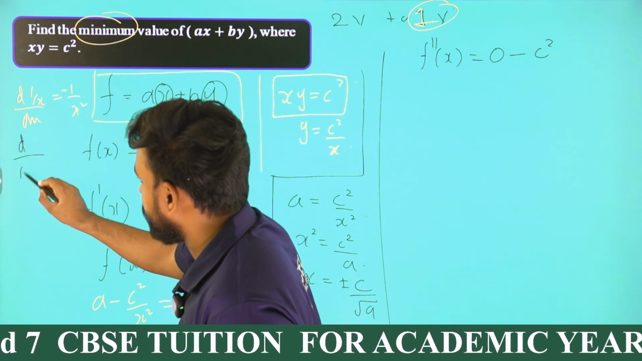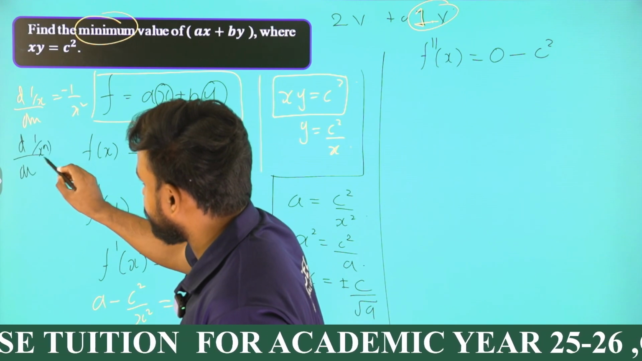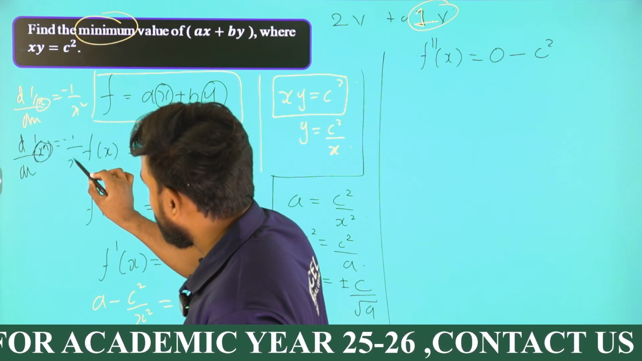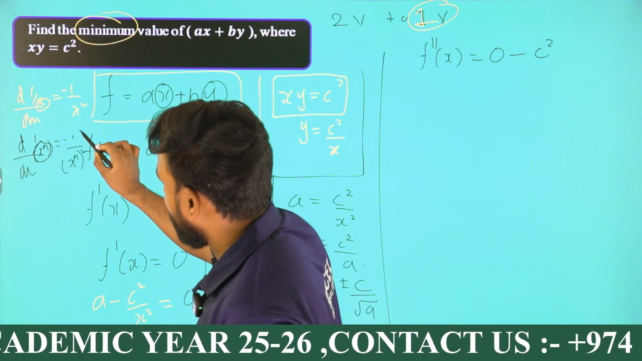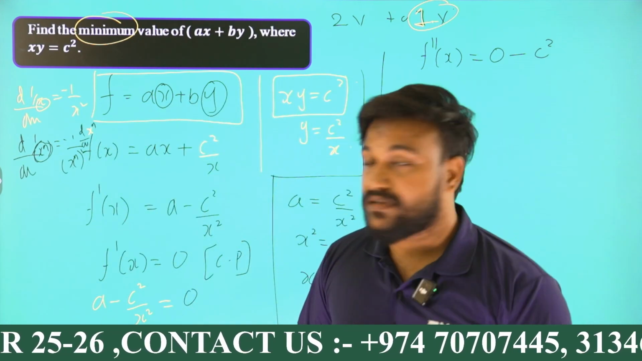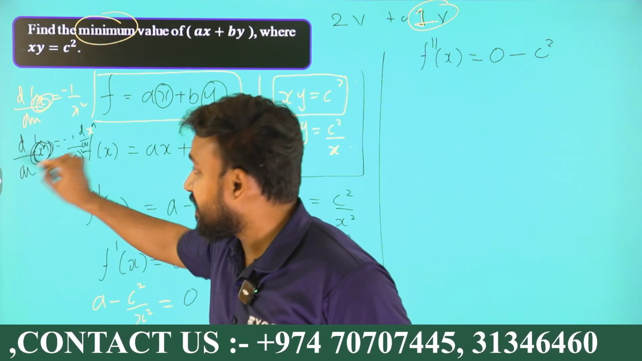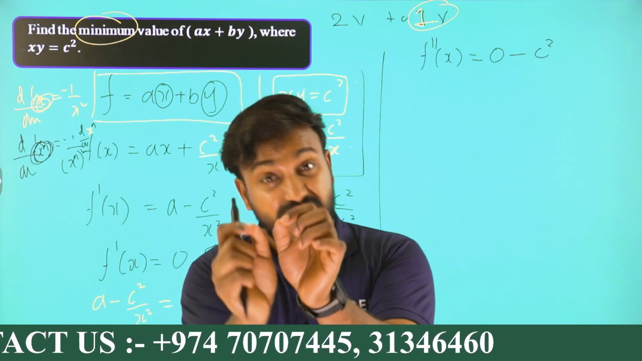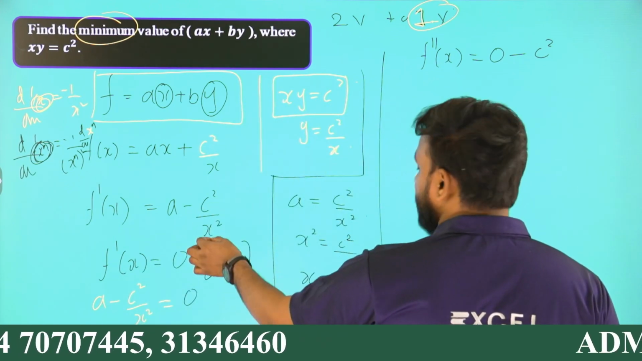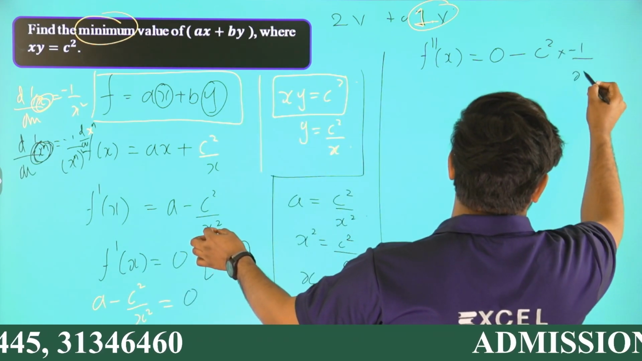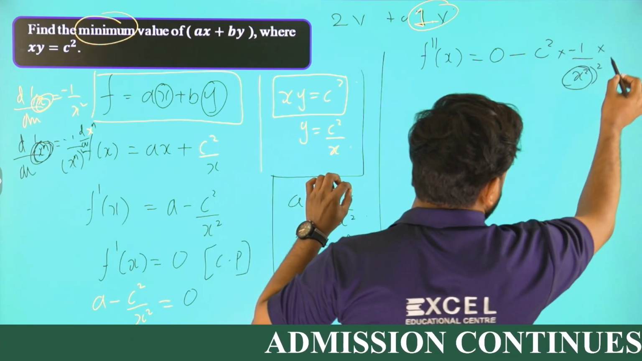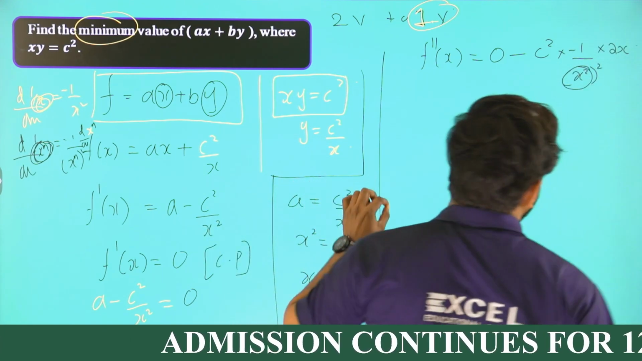When I differentiate 1 by x raised to n, I consider this x raised to n as x, so I'll get minus 1 by x raised to n the whole square. But I have to differentiate this x raised to n, the one who replaced x. Here, instead of x, x raised to n replaced it. We have to apply chain rule there. So when you're differentiating 1 by x square, you will get minus 1 by x square the whole square into the one who replaced x, that is x square, so I multiplied 2x.